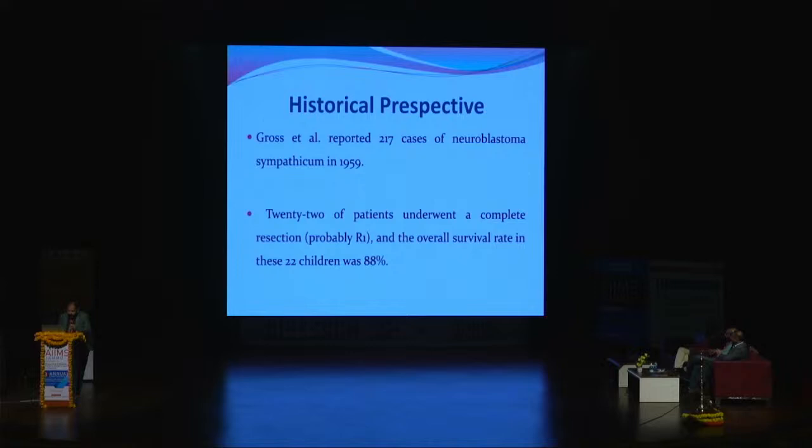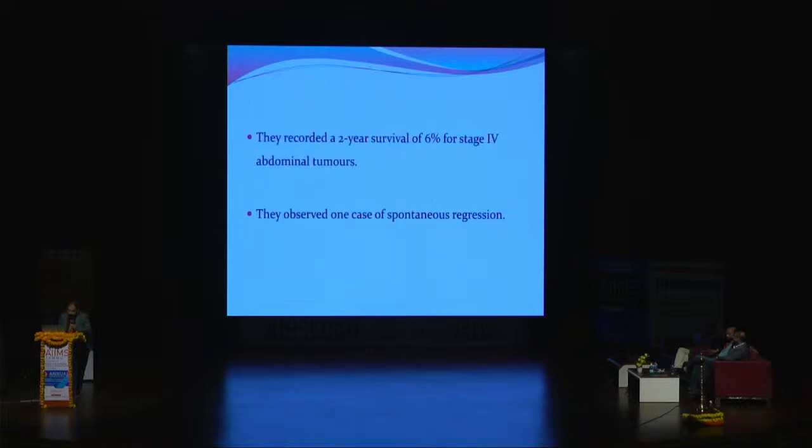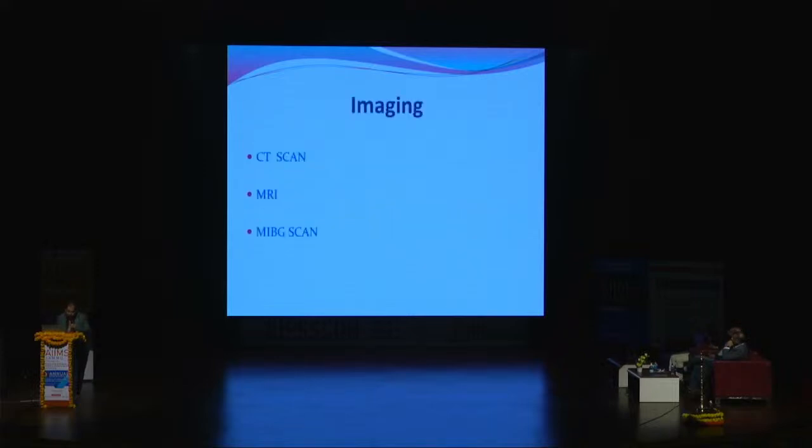In 1959, out of the 217 cases, Gross et al. reported that they were able to perform a complete resection, which was probably R1, in 22 children only. And in the stage 4 tumors, they recorded a survival rate of only 6%. And they also observed one case of spontaneous regression. So this is one of the tumors which undergoes spontaneous regression.